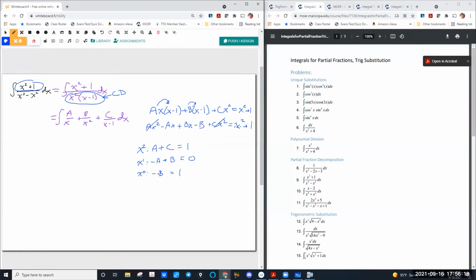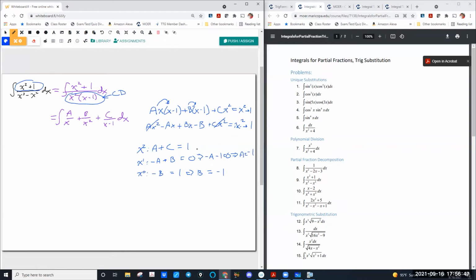And there is our system. We actually already know that right here, b equals -1. Okay, if b is -1, and we plug it into this guy, we end up with -a minus 1 equals 0. So that gives us a equals -1, because we need -1 to be positive.